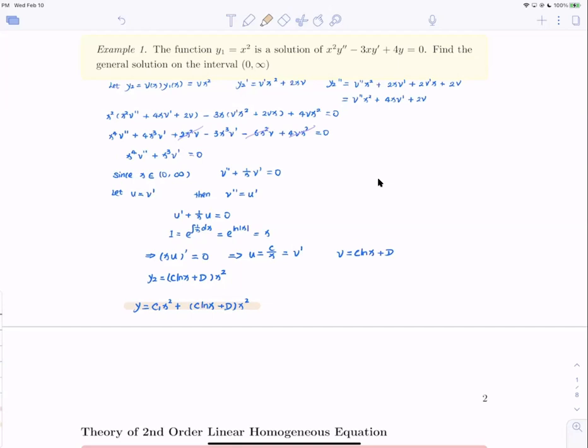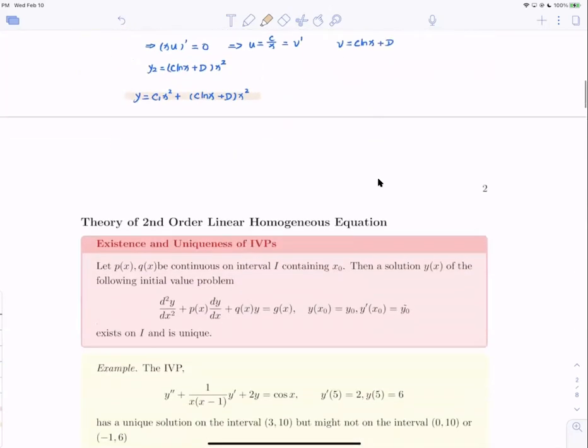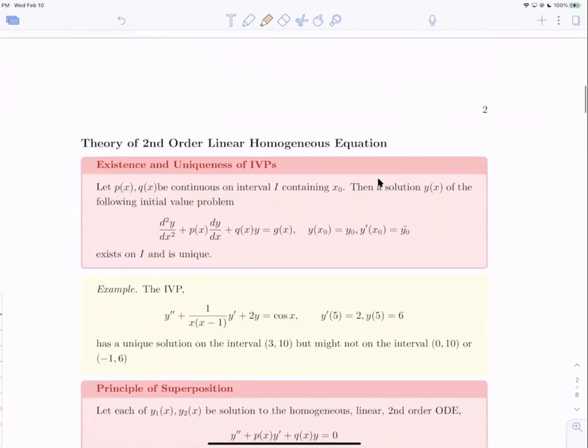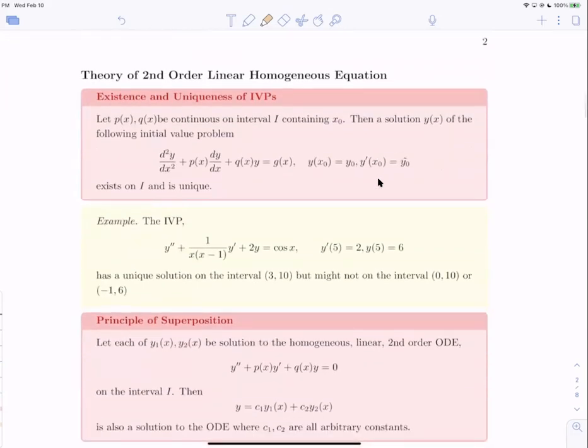So move on to other theorems of second order linear homogeneous equations. As I mentioned before, those theorems for higher order, like nth order, are basically the same thing, so I'm just doing second order for now. Existence and uniqueness: if p, q are continuous on the interval containing x0, then the solution of the initial value problem exists and it's unique.